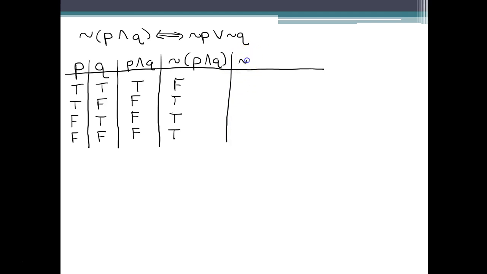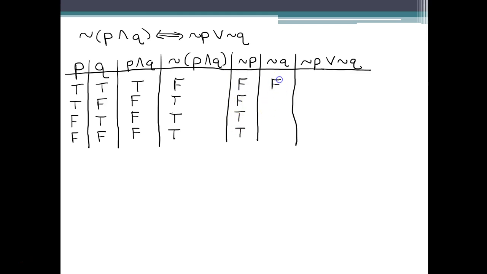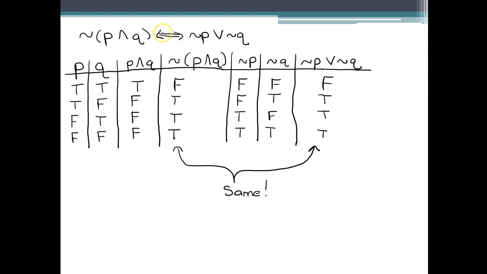The other statement needs a negation P, a negation Q, and then a negation P or not Q. So let's take a look at those. Not P will be false, false, true, true. Not Q will be false, true, false, true. And then the or statement, just one of them has to be true to be true. So false or false is false, false or true is true, true or false is true, true or true is true. So notice final columns are the same. So that verifies the equality here.